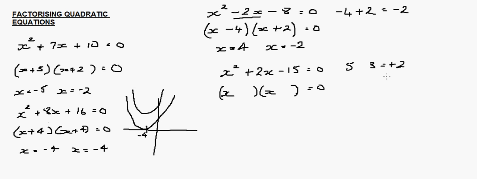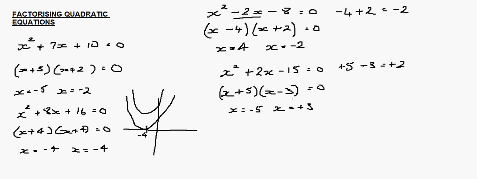Okay, so it's just a question of what signs go in here to make this true. Well, plus 5 minus 3 will give me plus 2. So plus 5 will go in one bracket, minus 3 will go in the other bracket. So x will equal minus 5 and x will equal, if you want to, write plus 3, that's totally okay. So you factorised and solved it.